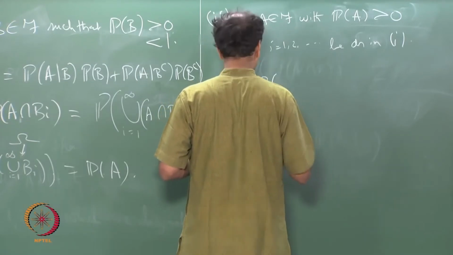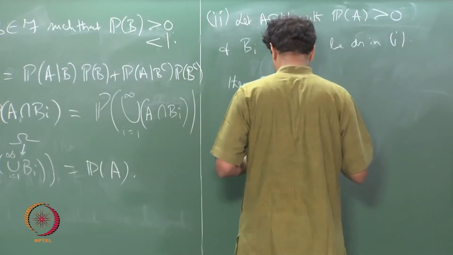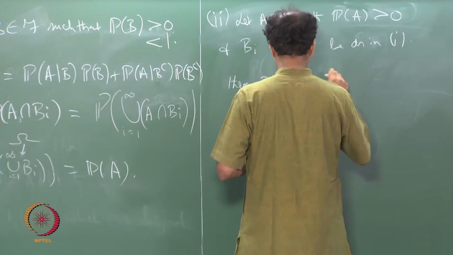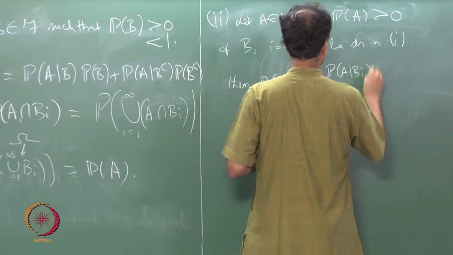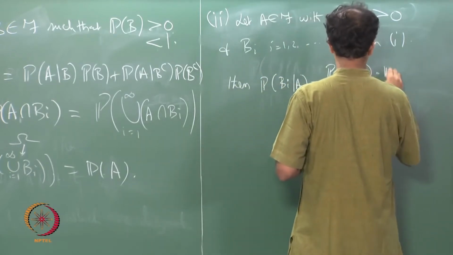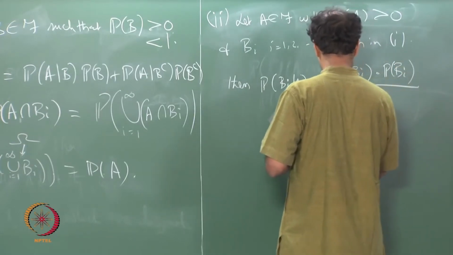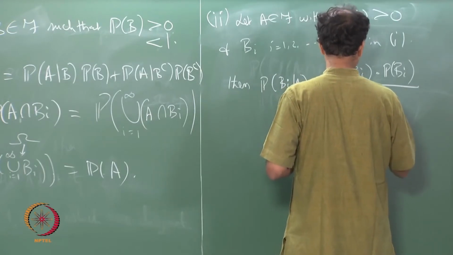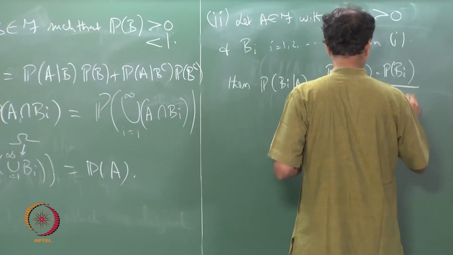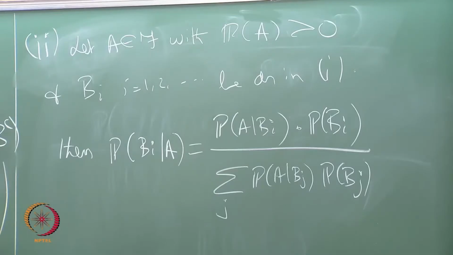probability of B_i given A is equal to probability of A given B_i times probability of B_i divided by sum over j of probability of A given B_j times probability of B_j. Okay.